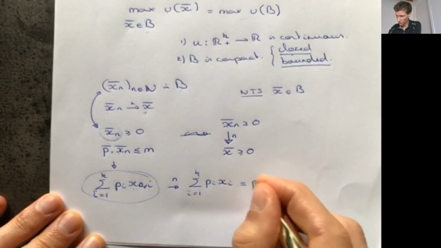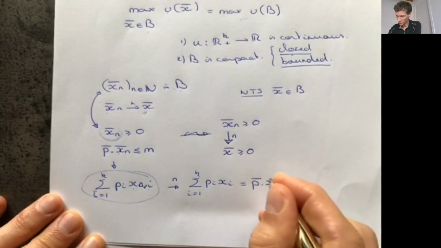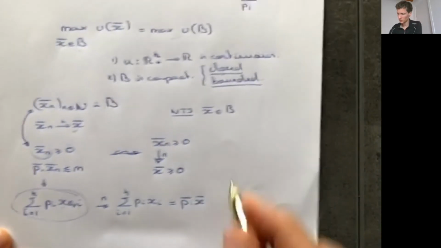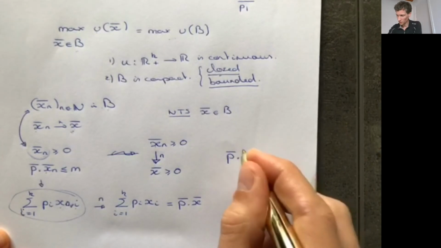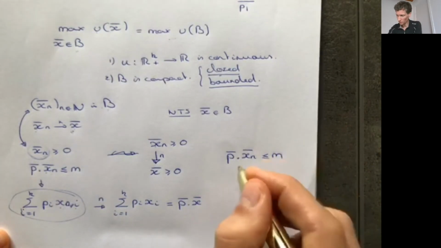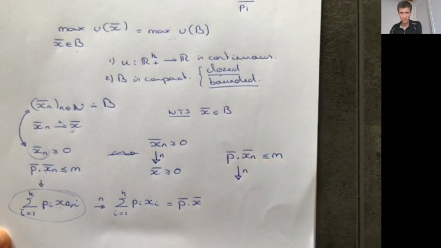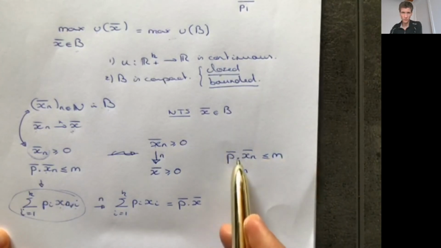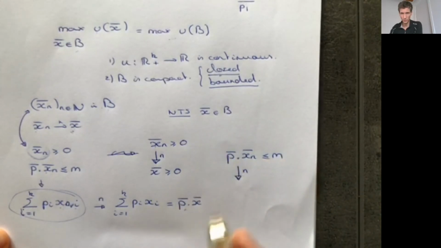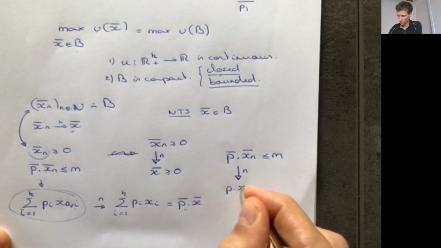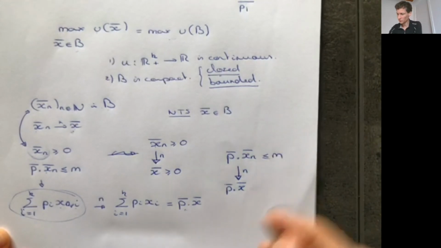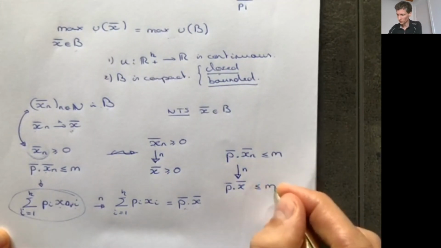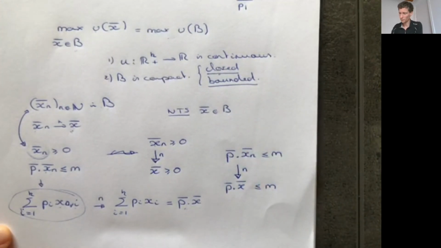So this is equal to p times x. In general, p times x_n is lower or equal to m. And this sequence of numbers converges to this number here, p times x. Then again, by the preservation of continuity, we know that this is less or equal to m.